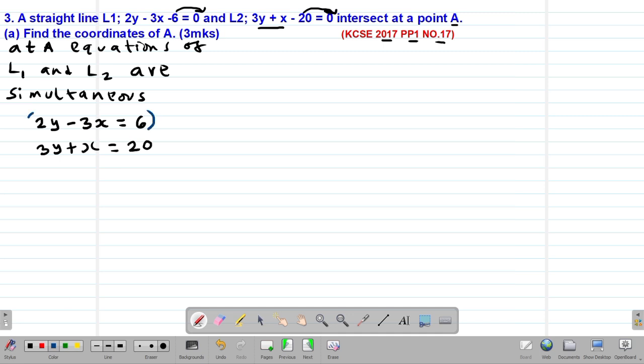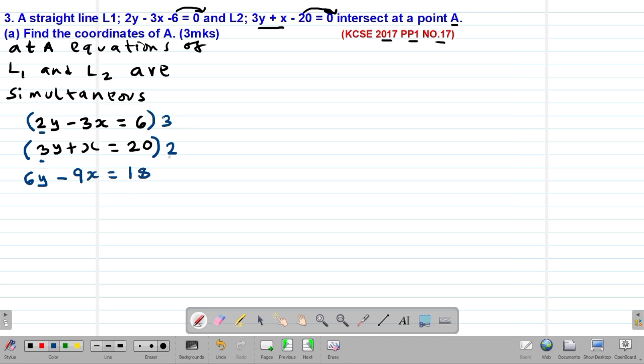To achieve that, I'll multiply the first equation with the coefficient of y in the second equation, which is 3. Then the second equation, I multiply with the coefficient of y of the first equation, which is a positive 2. Now if I open brackets, I'm going to have 2y multiplied by 3, which will give me a positive 6y. Then negative 3x times 3, I'll get negative 9x being equal to 6 multiplied by 3.